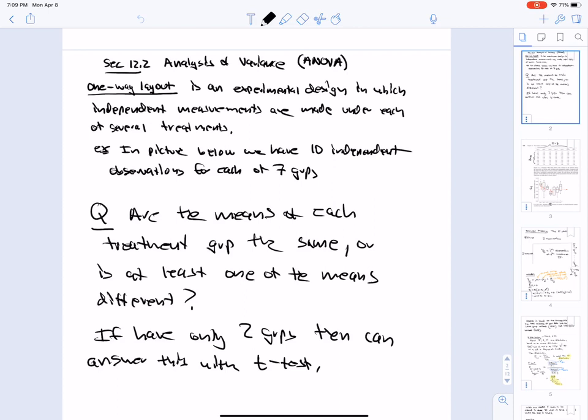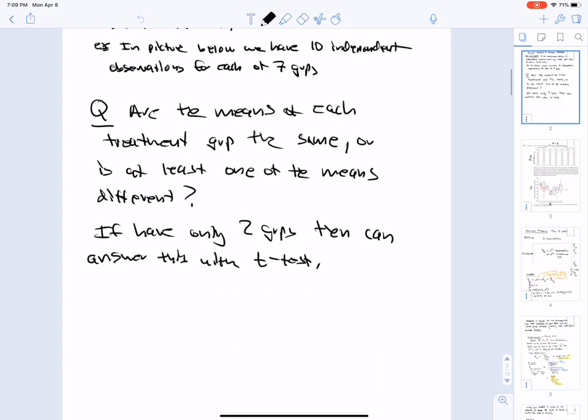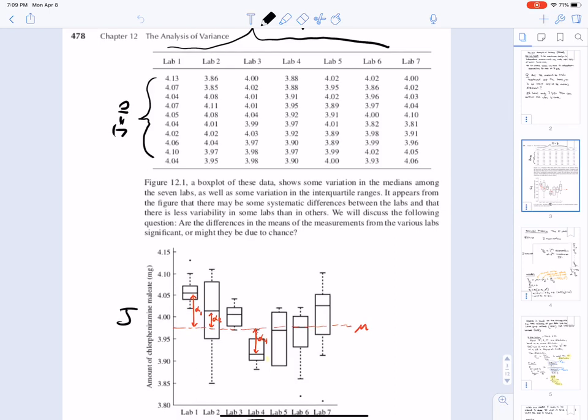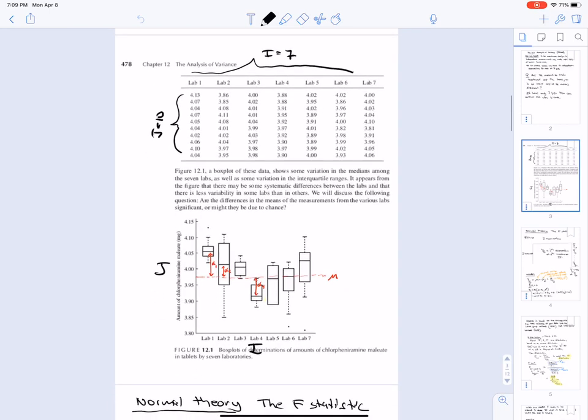So in the picture below, we have 10 independent observations for each of 7 groups. So here is a chemical concentration for each of 7 groups. And in the figure below, I make a box plot for each of those labs. And I indicate in red the group mean, and the middle line in the box, of course, is the median, but let's pretend that it's the group mean.